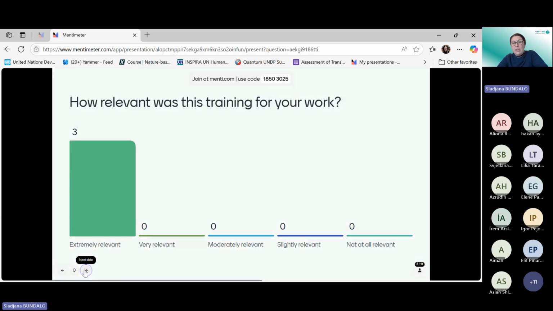How relevant was this training for your work? Extremely relevant and very relevant. Thank you. I guess that most of you are directly involved in GHG projections. So even though you are using one projection tool or another, it's always good to know the pros and cons of other projection tools. So it was extremely relevant and very relevant.